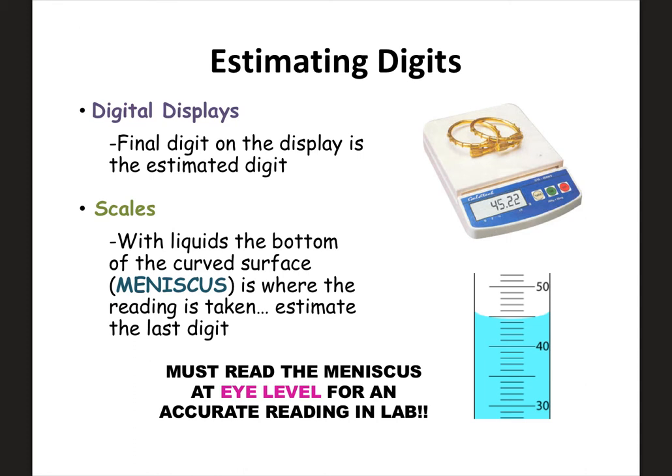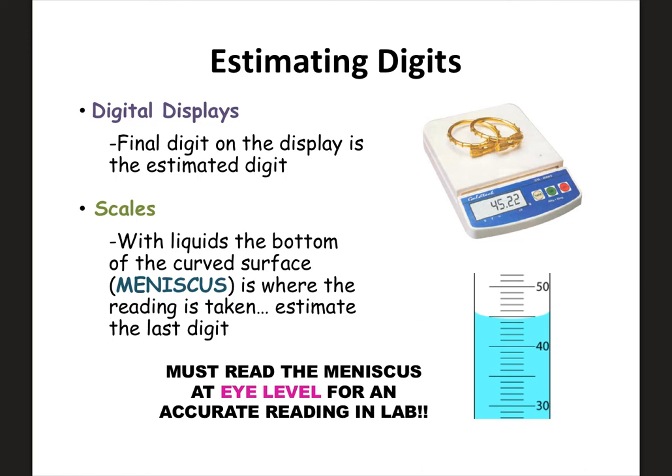So if you were reading a graduated cylinder in lab, you'd have to have it sitting on the lab table. You'd have to get down at eye level, and then you have to read it at the bottom of the curve. So if you look at the example here on the right, you can see that the liquid in this graduated cylinder curves down. If you were to read it kind of off to the side here, you might think that there's actually probably over 45 milliliters of water in there. But you can see when you're reading it at the bottom of the curve that the level doesn't even actually hit the 45 mark. Okay, so that's very important.